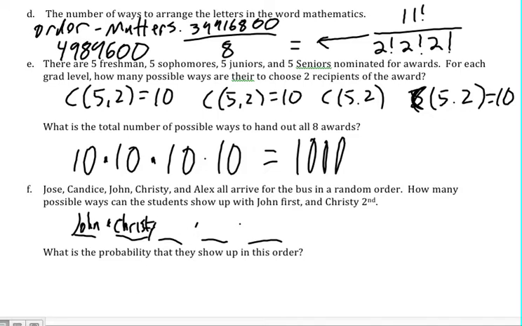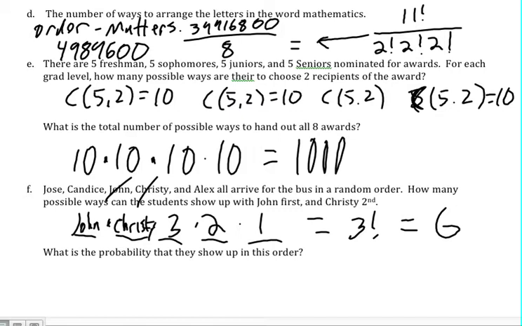But we do have choices for person number 3. We got rid of John and Christy, so we still have 3 to choose from. Once we do that, we have 2 choices for the second to last person, and that leaves us 1 choice for the last person. So it's really just going to be 3, 2, 1. It's going to be 3 factorial, or 6 different ways. What is the probability that they show up in this order?